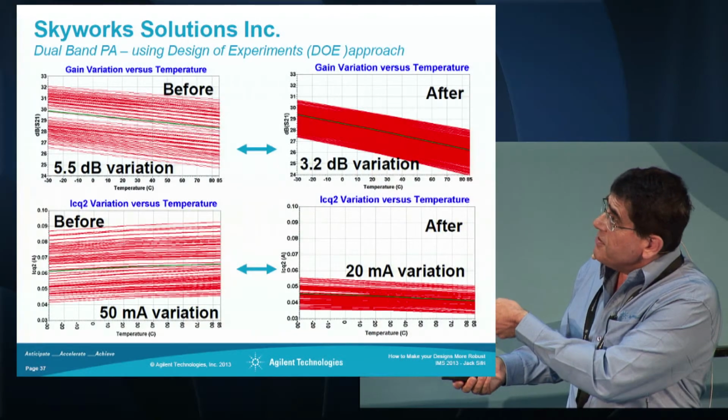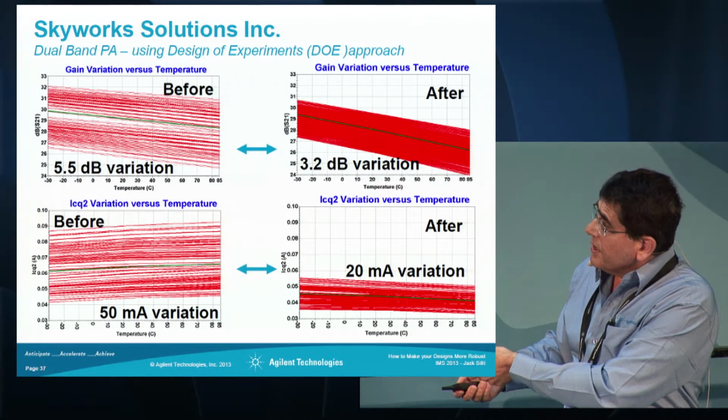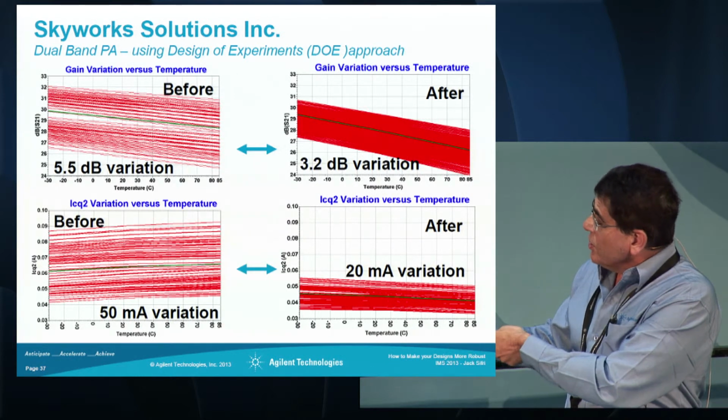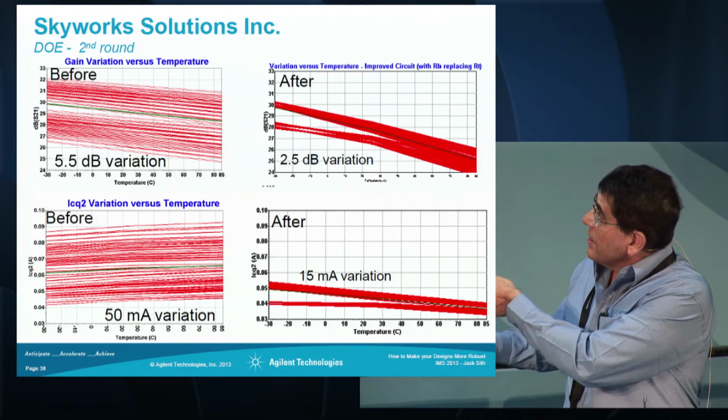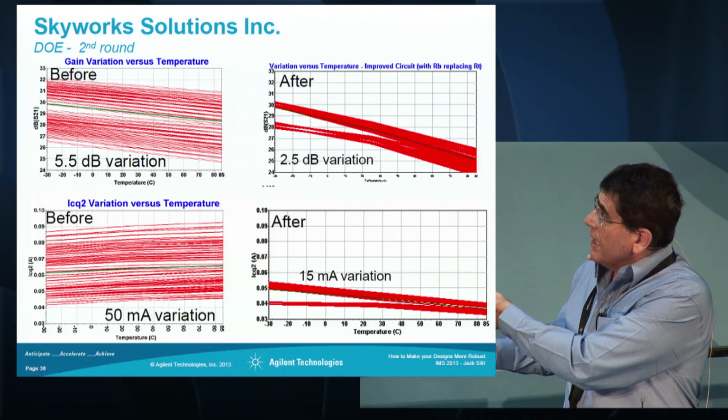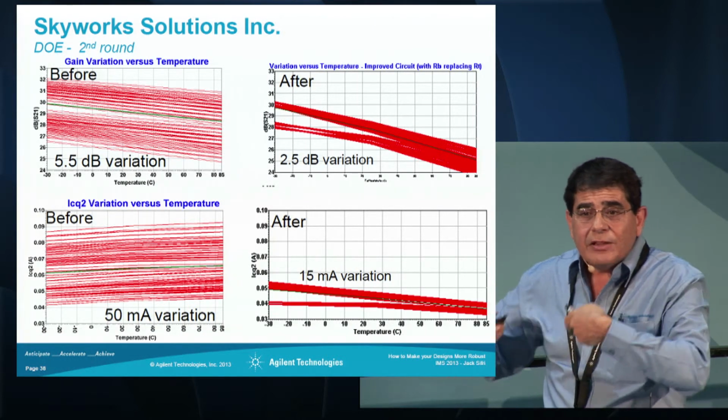But basically, they started with 5.5 dB variation, and the current is 50 milliamp variation, and they ran DOE twice, and they dropped it down to 15 milliamp variation and 2.5 dB variation. That was the paper that was written in Microwave Journal. You can read it. And they were able to kind of ship a lot of high yield, a lot of chips.